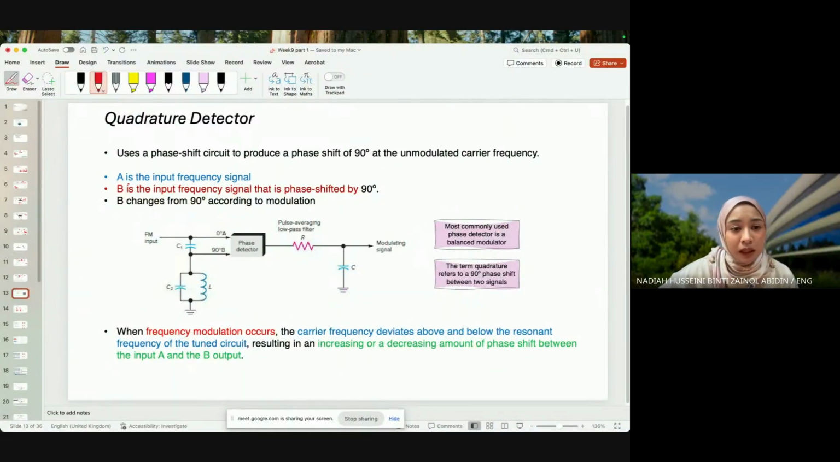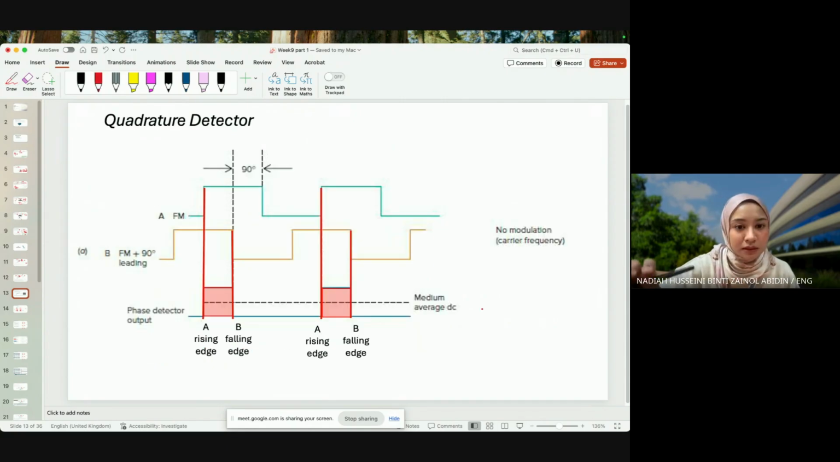Now A is the input frequency signal, B is the input frequency signal that is phase shifted. B changes from 90 degrees according to the modulation. When frequency modulation occurs, the carrier frequency deviates above and below. We already discussed this. This is when there's no modulation. When there's no modulation, this guy is at 90 degrees. The difference between the two is 90 degrees.